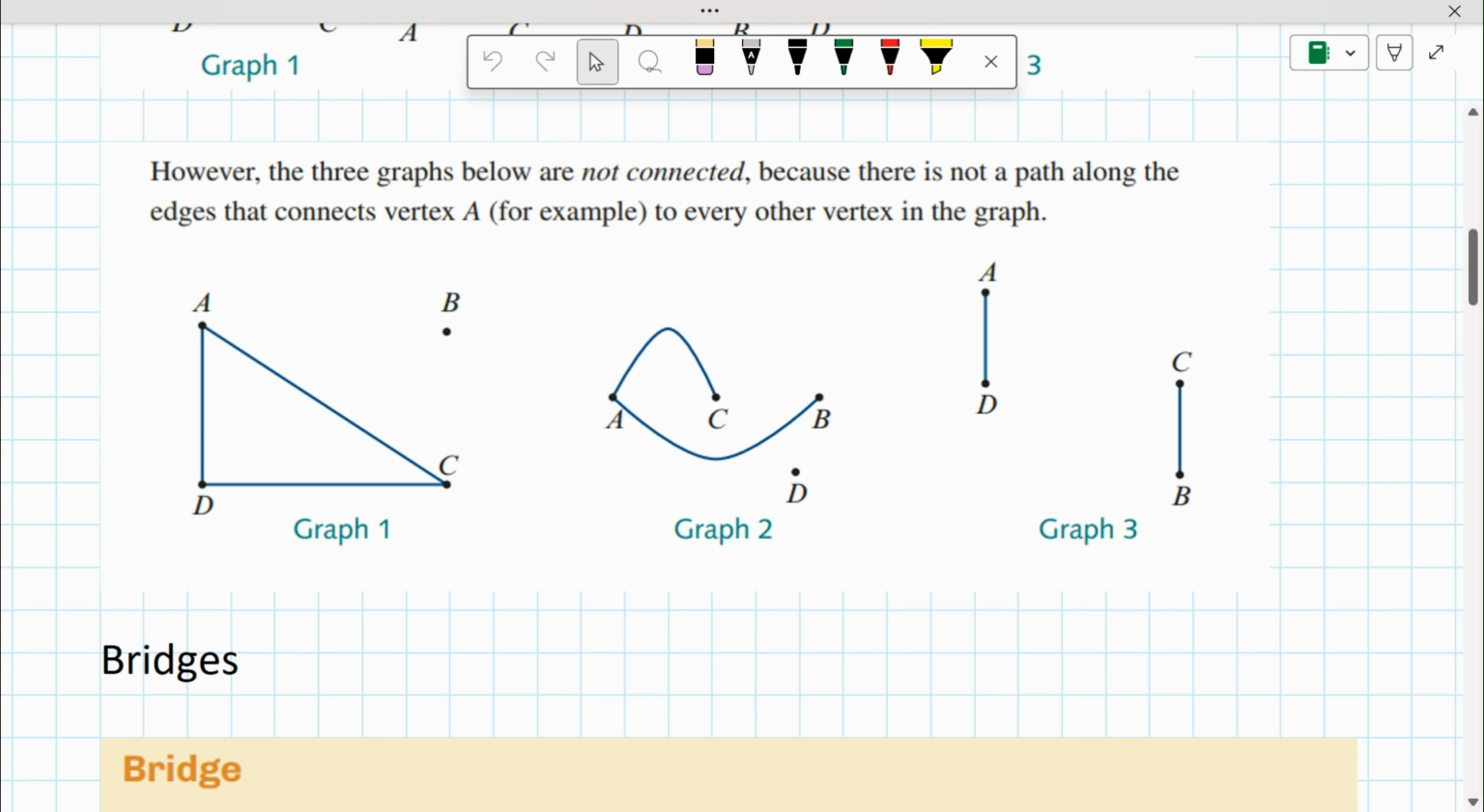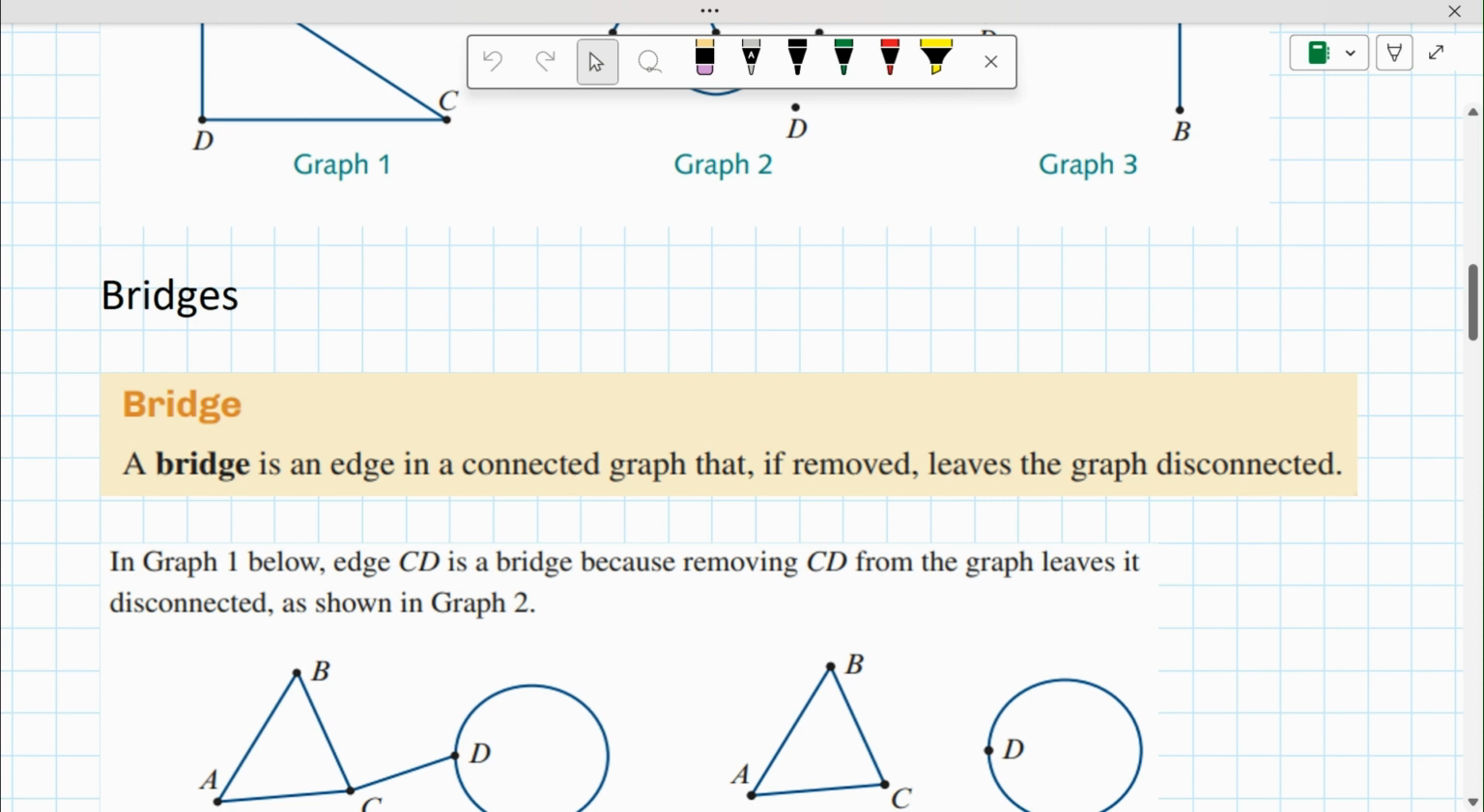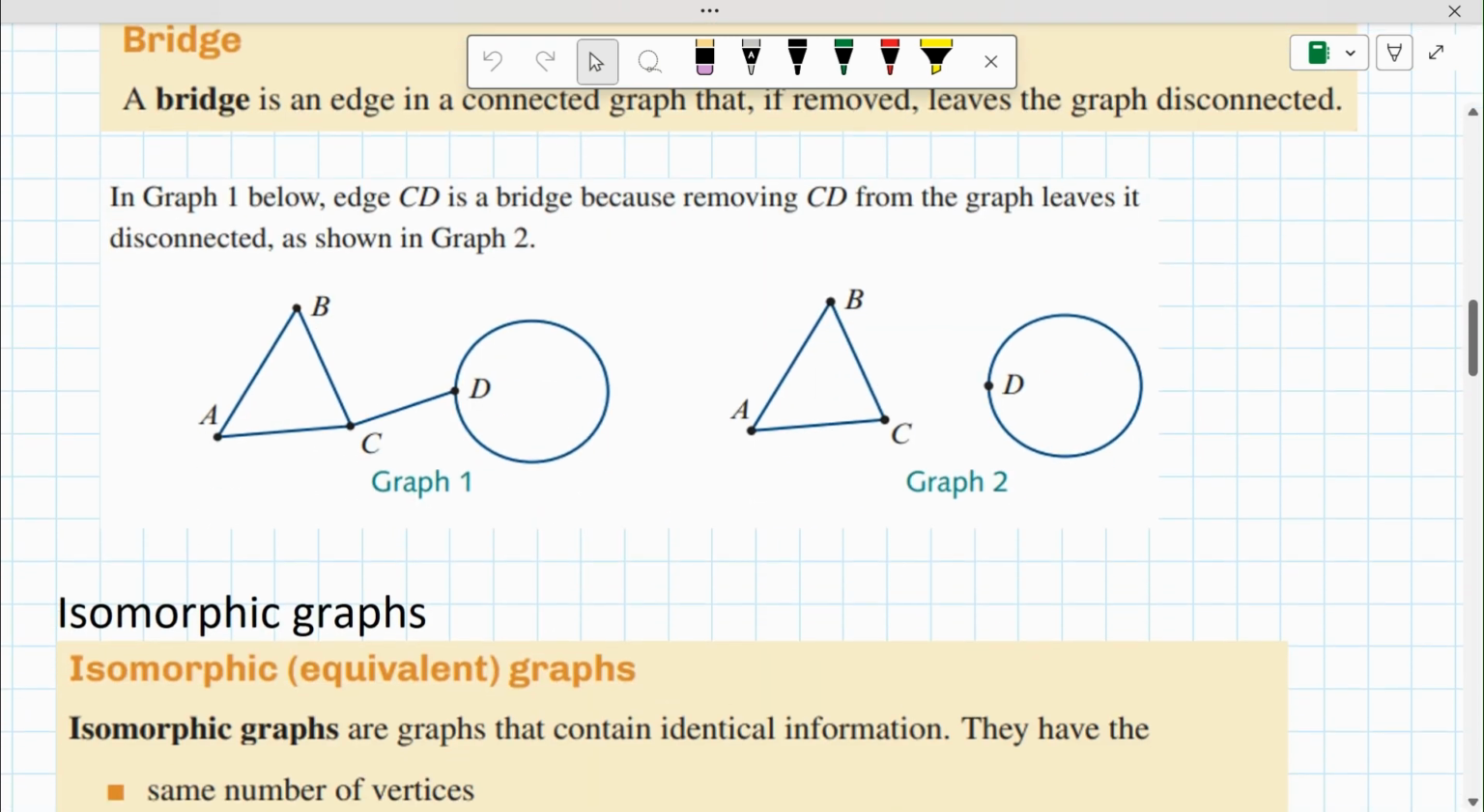Okay. Next we're going to talk about what a bridge is. A bridge is an edge in a connected graph such that if we remove the bridge, it leaves the graph disconnected. For example, in graph 1, we connect C and D, but if we remove this edge between C and D, we actually become two different graphs and they are just disconnected.